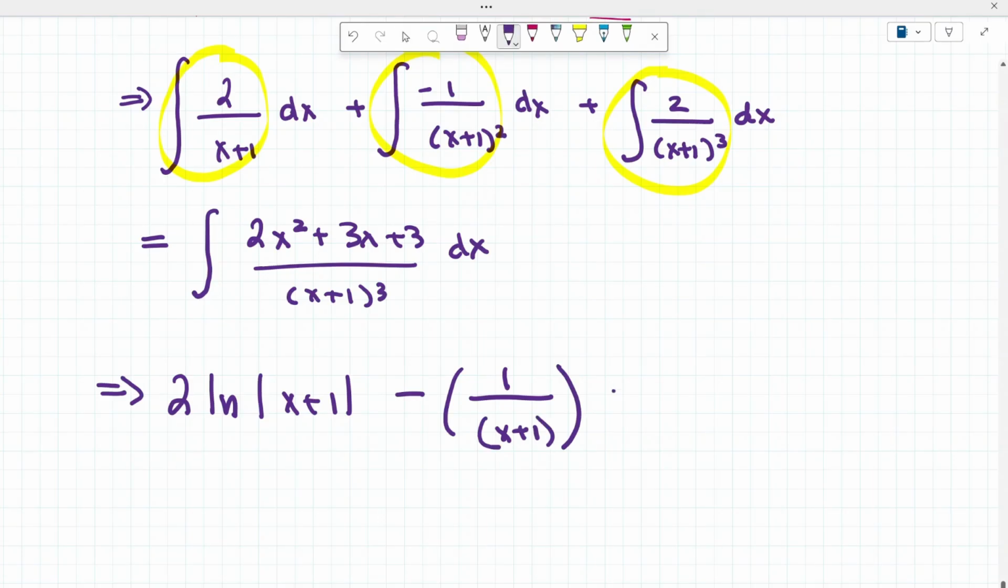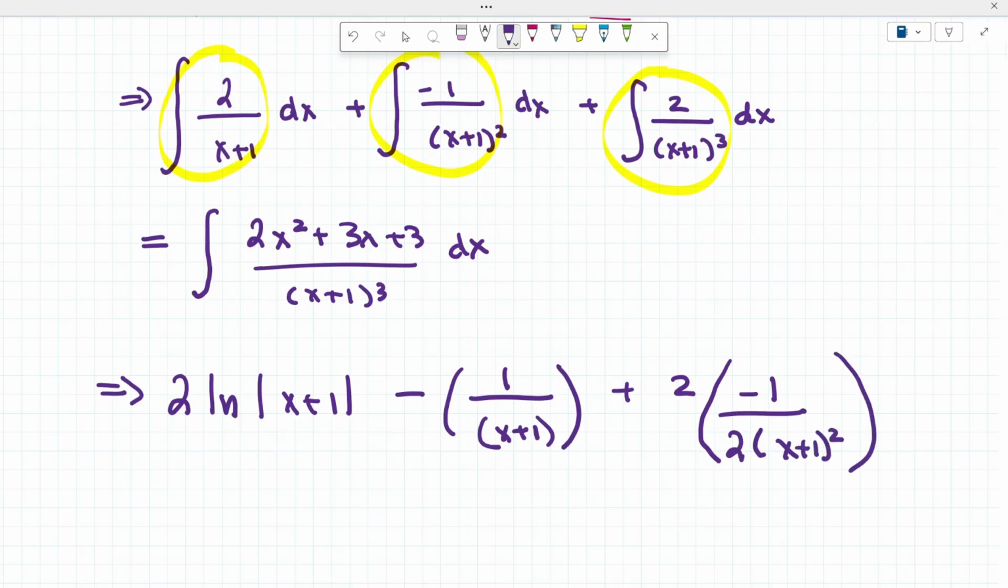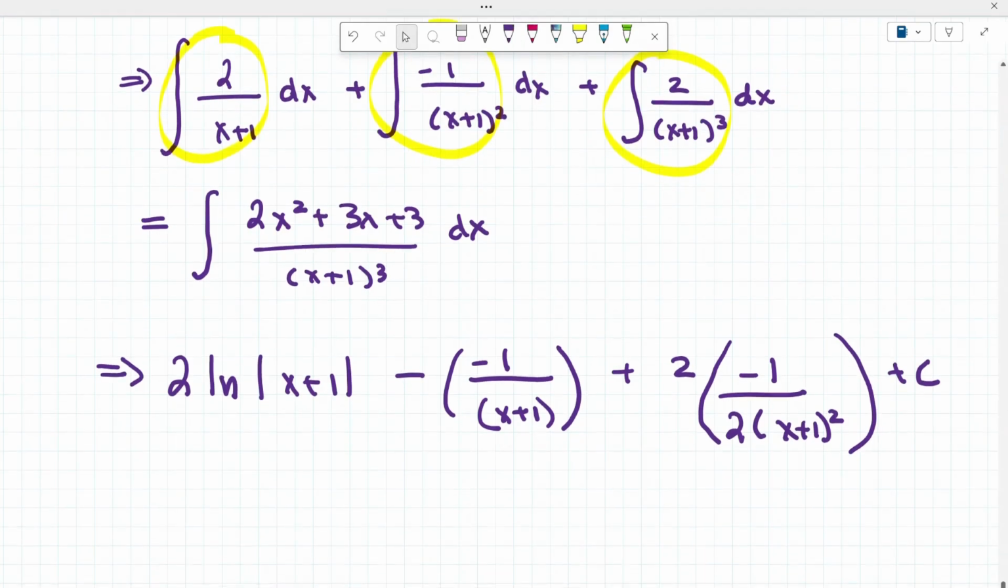And then we have plus 2 over, okay, -1 over 2(x plus 1) all squared. And then we have to remember our plus c value. So I forgot the negative over here. So make sure that we have the two negatives in these brackets over there.